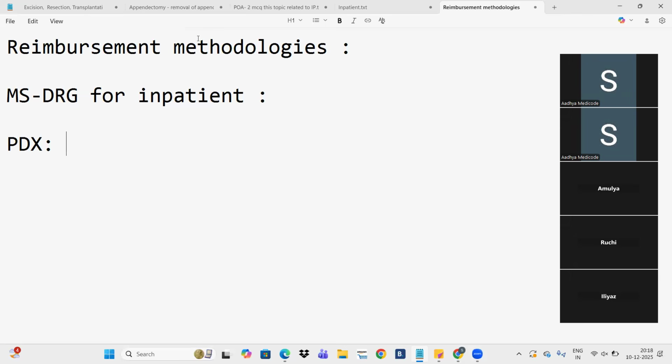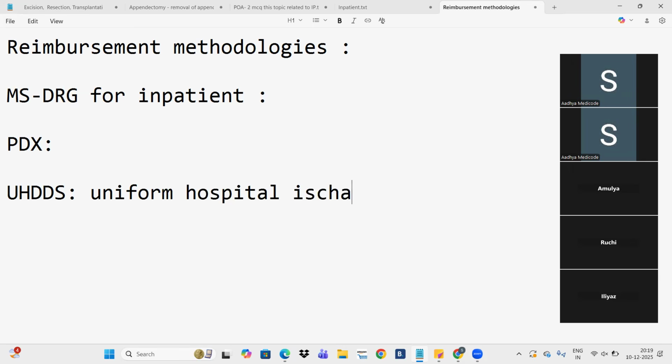Selection of PDX. We have some guidelines to select the principal diagnosis. See, UHDDS, note down UHDDS: Uniform Hospital Discharge Data Set. Discharge.